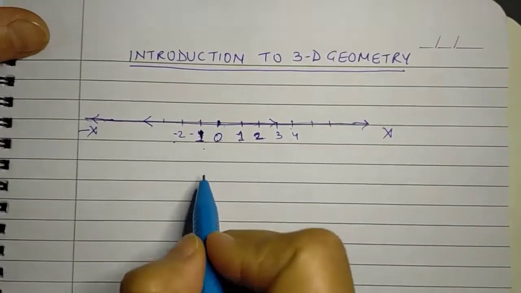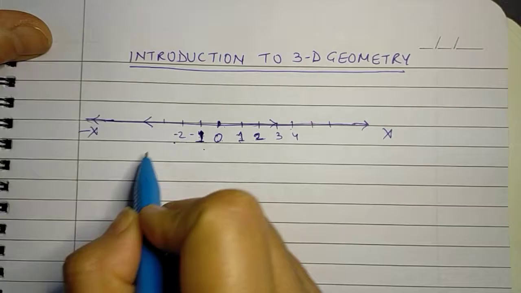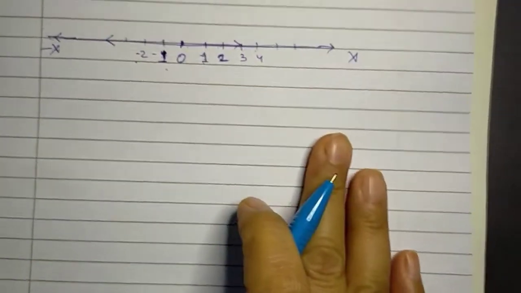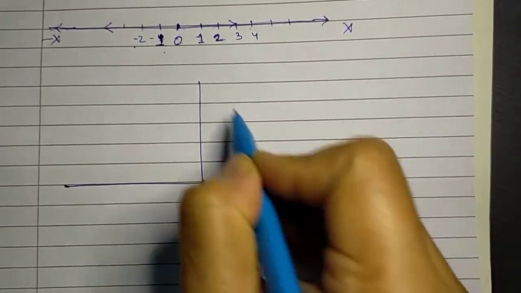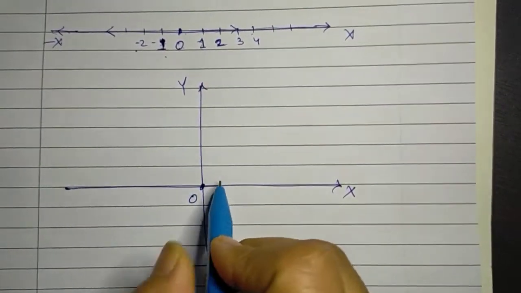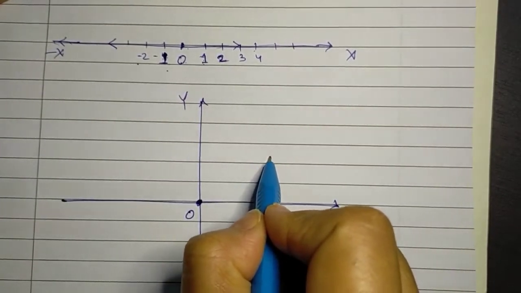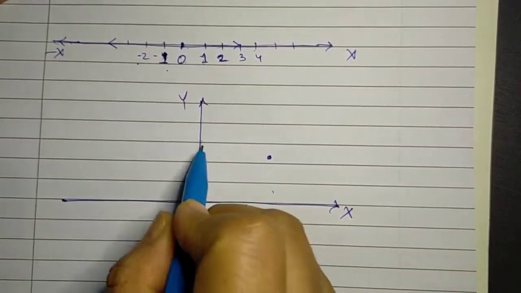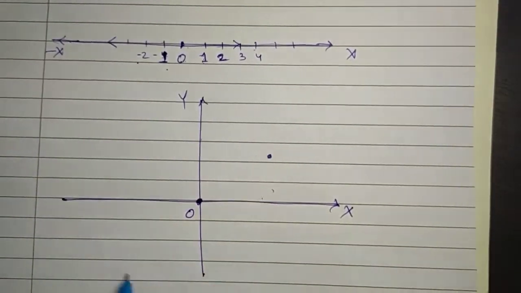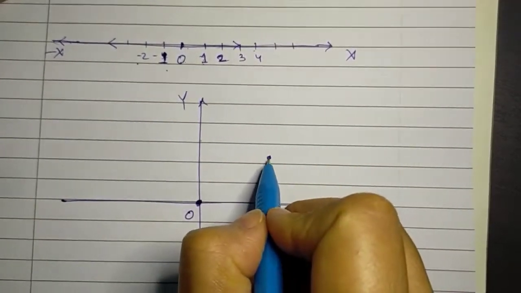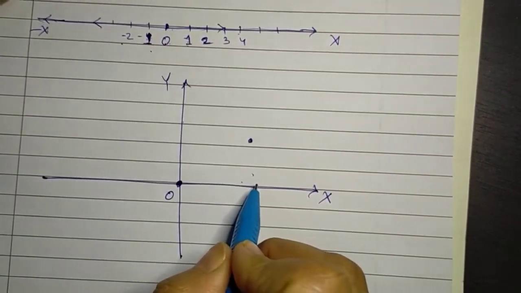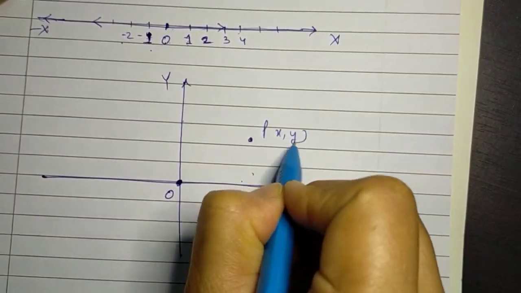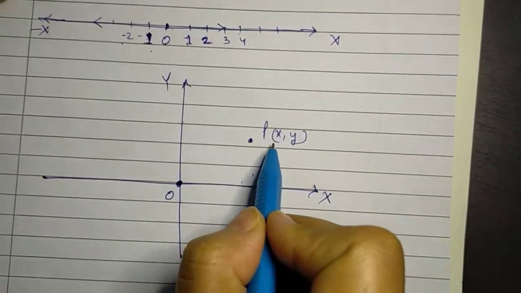Okay, now same way if we consider any point on a plane, any plane can be divided into two directions, x and y. Any point on the xy plane can be clearly identified if its position is known with respect to two fixed axes, which we call the xy plane. Now how do we identify the position of a point on the xy plane? We call it x comma y, and what is x?